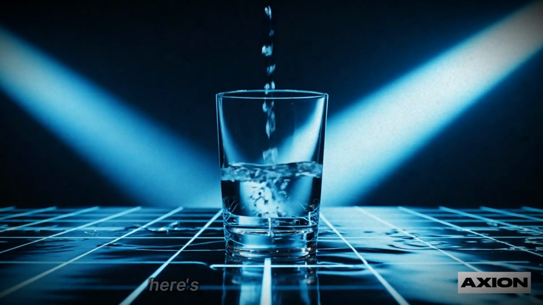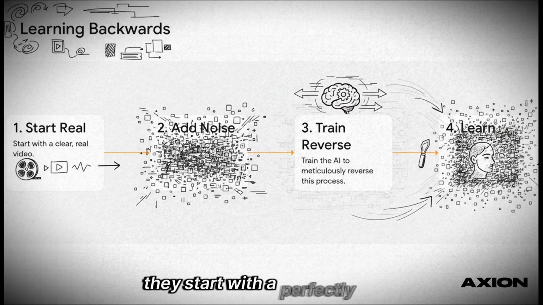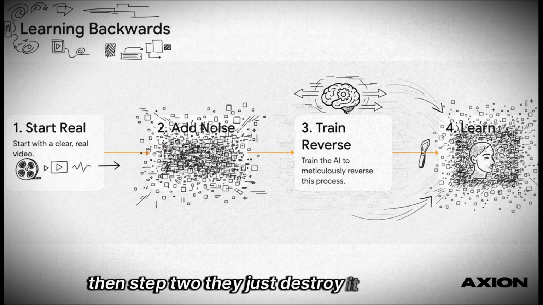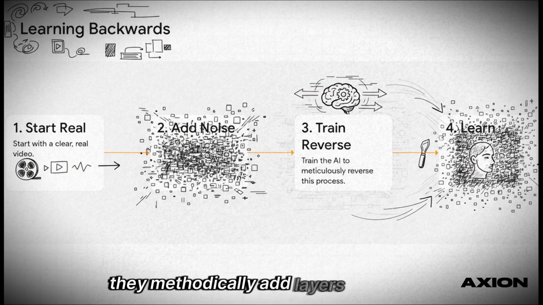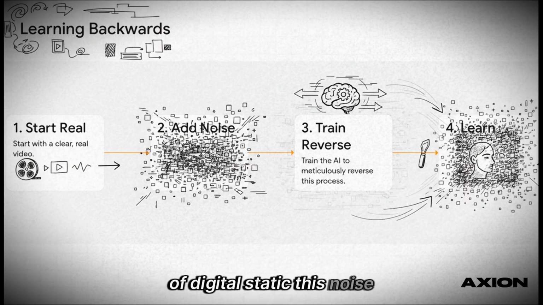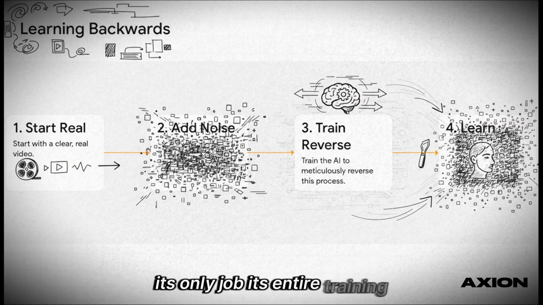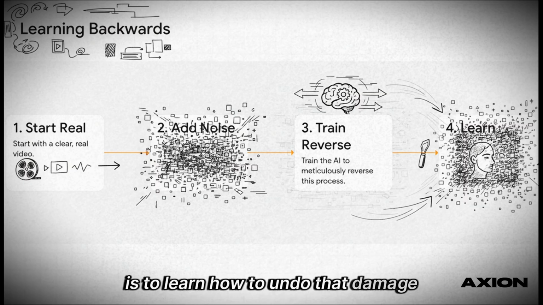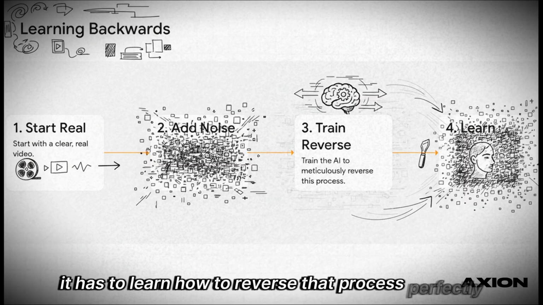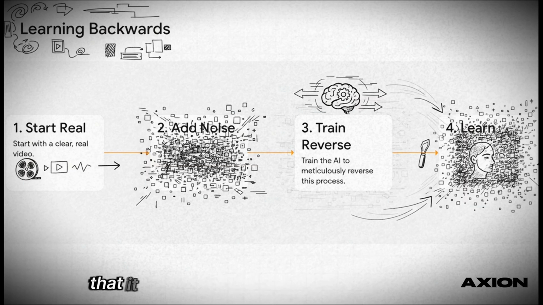Okay, check this out. Here's how they do it. Step 1, they start with a perfectly clear, normal video. Got it? Then step 2, they just destroy it on purpose. They methodically add layers and layers of digital static, this noise, until there's absolutely nothing left but a chaotic mess. They do this millions and millions of times. And the whole time, the AI is just watching. Its only job, its entire training, is to learn how to undo that damage. It has to learn how to reverse that process perfectly. Over time, it gets so good that it can see the ghost of the original video inside the static, and it learns how to carve away all that noise to bring the original back.